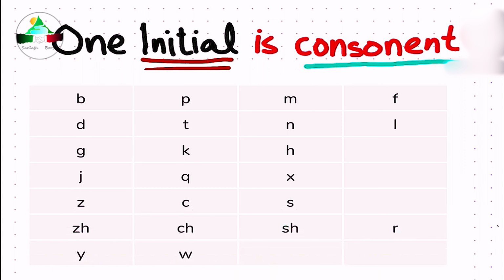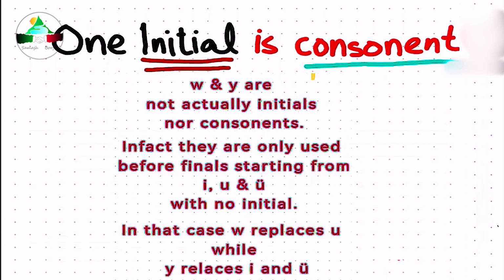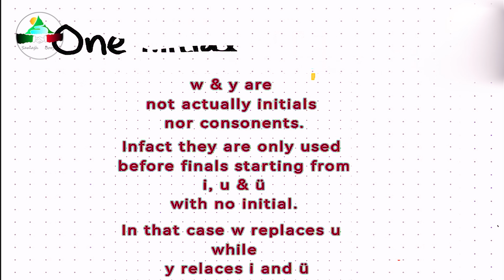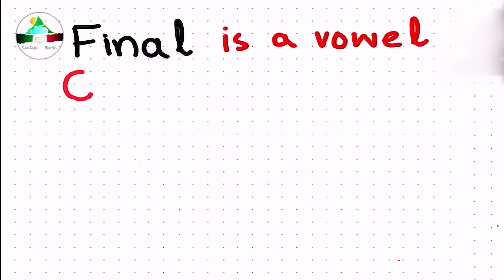In such cases, if the final starts with i or u, then i and u are replaced by y or w as an initial to write its Pinyin, while there is no difference in their pronunciation. While syllables starting from a, o and e can be written without any initial.